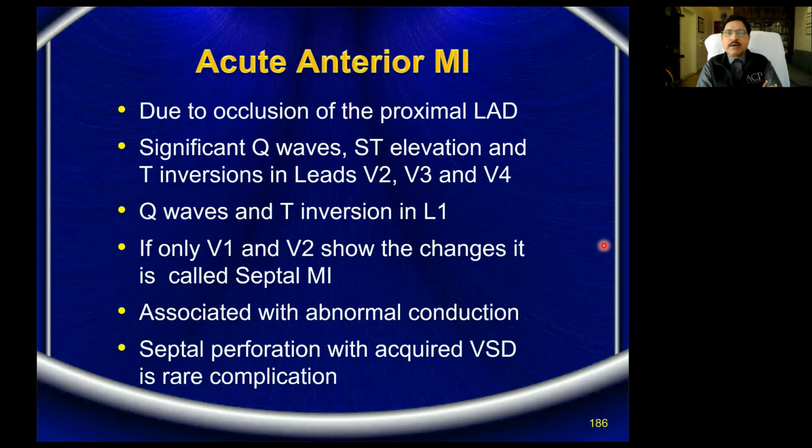I'm not saying they are not dangerous, they are also, but the prognostication is dependent on the wall that is affected. Second, septal infarcts are associated with conduction defects like bundle branch block, either 1 or 2 or 3 fascicles, all the 3 bundles, anterior and posterior fascicles and right bundle. So whenever we see a septal infarct, we must be looking for conduction abnormality.